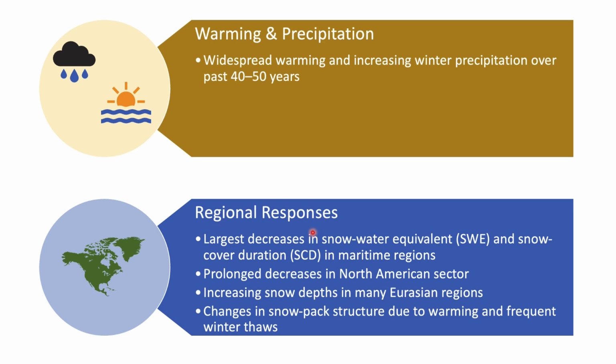And what are the regional responses that are happening? There is the largest decrease in snow water equivalent and snow cover duration in maritime regions that we are observing. There is a prolonged decrease in the North American sector, and also increasing snow depth in many Eurasian regions. There is a change in the snowpack structure due to warming and frequent winter thaws. So these are all the regional responses that are being observed.